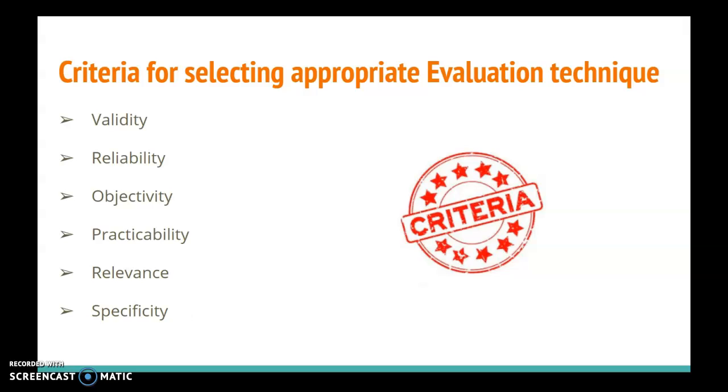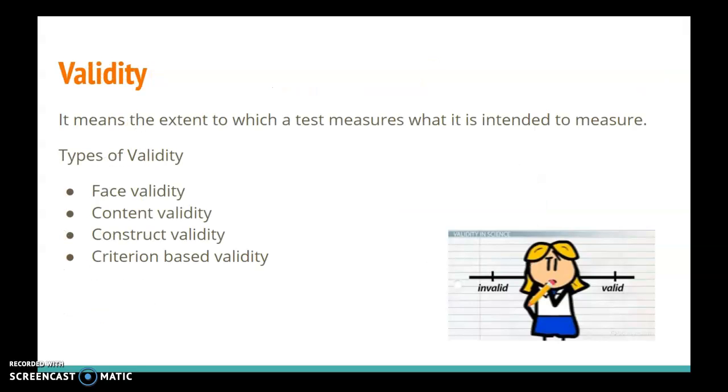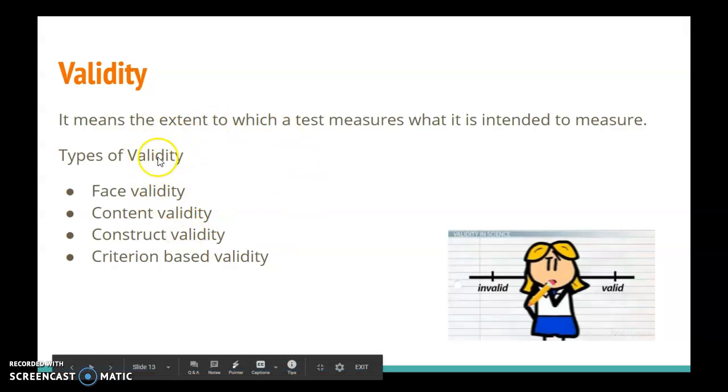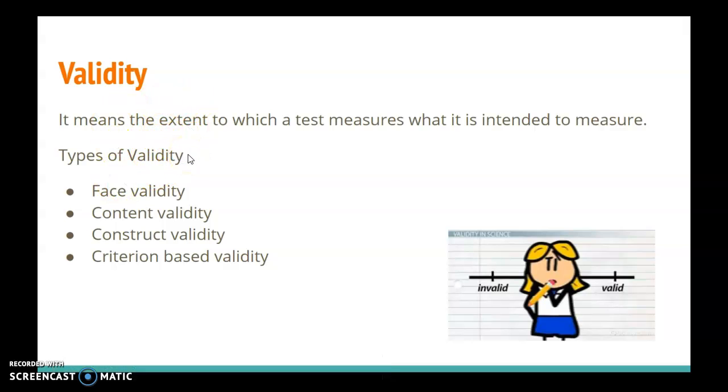So you all know what is validity. It means the extent to which a test measures what it is intended to measure. So if you want to use your evaluation tool, you should make sure whether it is a valid tool for measuring your objective. Your educational objective should be exactly measured by the tool you are using. Validity is mostly what we discussed in research, so I am not going into detail for that.